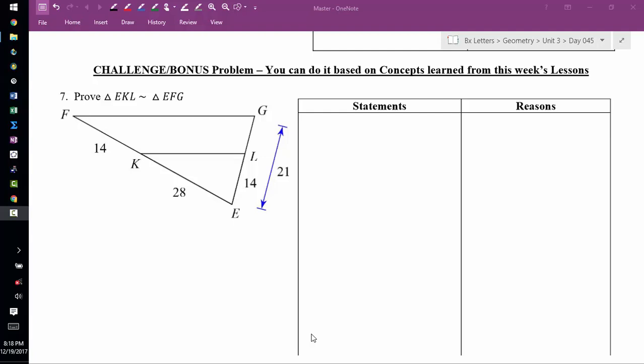Problem 7. This is our challenge problem for the week, and it's a challenge because I haven't taught you the name or the term for the geometric relationship that you need in order to write this problem. But it's kind of what we call an obvious one, but what you're missing is the name for it. It's one of those things. Once I show it to you, you're gonna be like, oh, well, of course that's it. How else could it have been? I just didn't notice it.